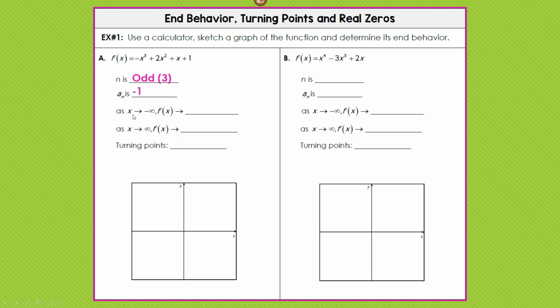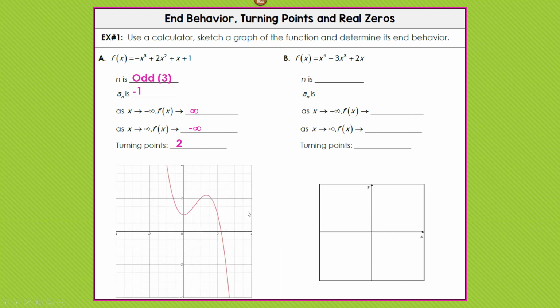What we can say is as x goes towards negative infinity, which is on the left, then f of x is going to go to positive infinity. And as x goes towards positive infinity, which is on the right, f of x is going to go to negative infinity. At most, we would have 3 minus 1 turning points. Remember, at most we have n minus 1 turning points, so we've got 2 turning points at most. Let's see what it looks like.